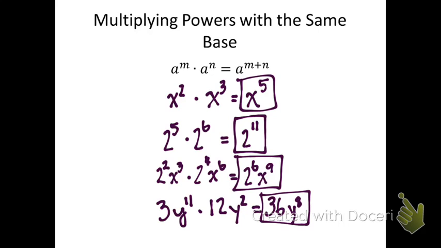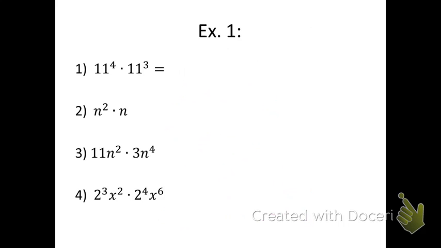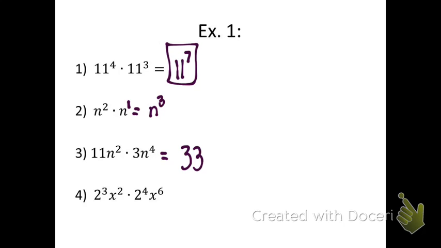So those are basic examples for multiplying powers with the same base. Here are the examples we did in class. The first example, 11 to the 4th times 11 to the 3rd. Same base, so 11 to the 7th power. Next example is n squared times n. The imaginary exponent that's there is 1. When we don't see an exponent there, it's 1. So n squared times n to the first power is going to be n to the third power. Number 3, 11n squared times 3n to the fourth. It's like saying 11 times 3, which is 33. N squared times n to the fourth is n to the sixth power.